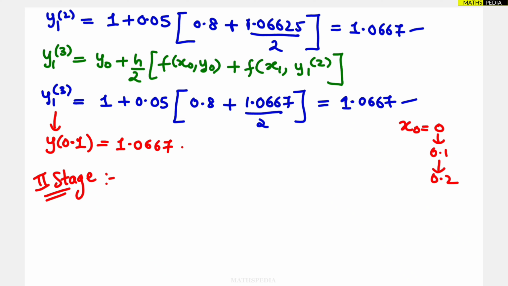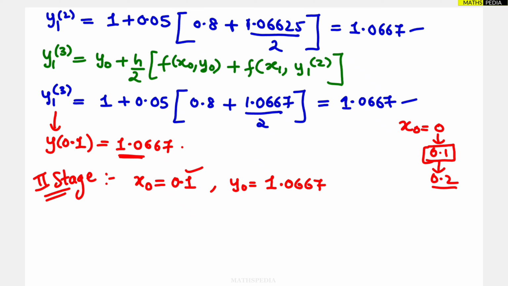Now what happens? Let us consider the initial condition x0. What is x0 value here? It will be 0.1, because now where you are standing? You are standing on this floor, first floor, because you completed the first stage. Now you are going for the second floor which is 0.2. So the initial condition is 0.1 and y0 value will be what? Corresponding to this 0.1, what was the y0 value? It is 1.0667. This is very important. Okay, the previous values we are taking up as the initial condition and doing the second stage.